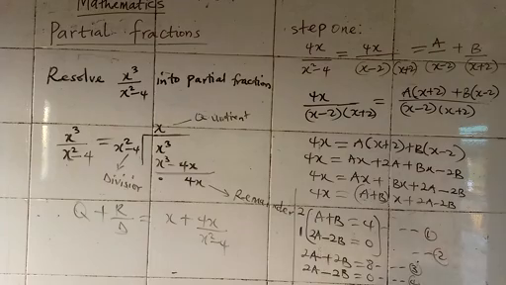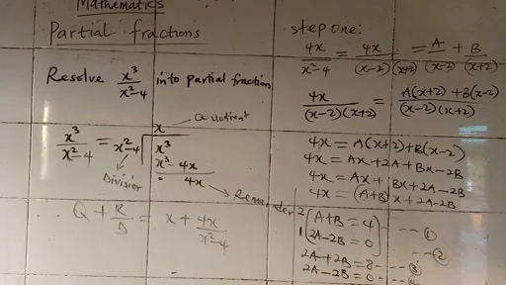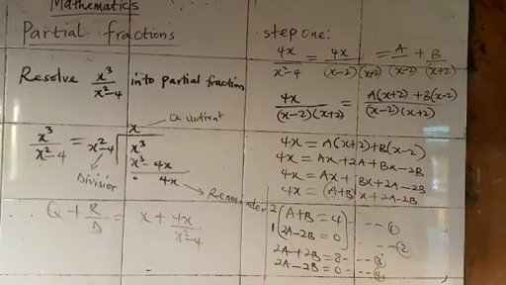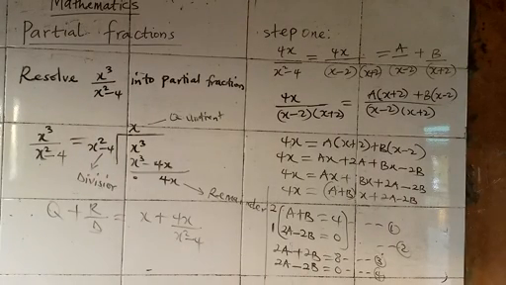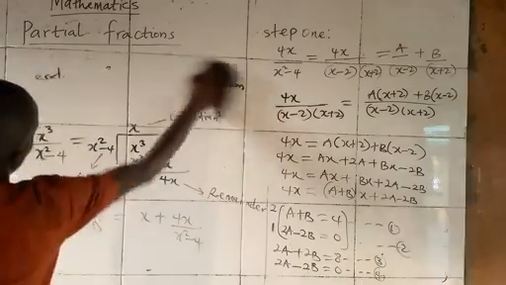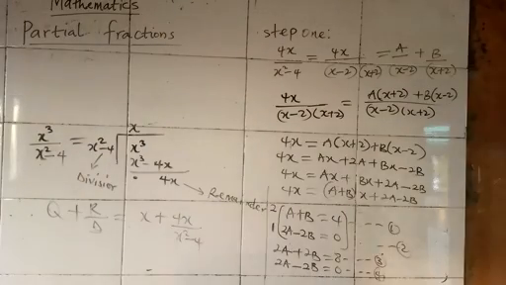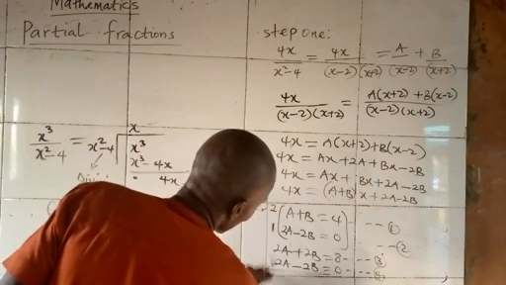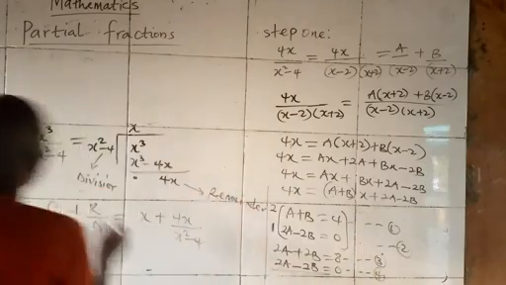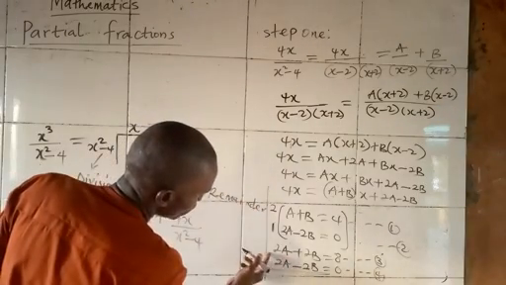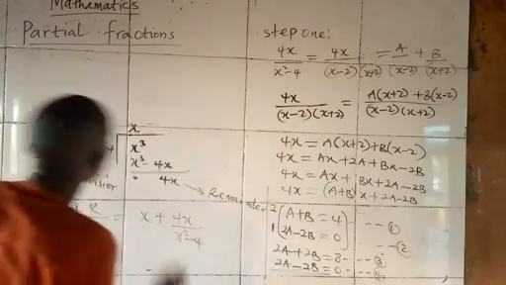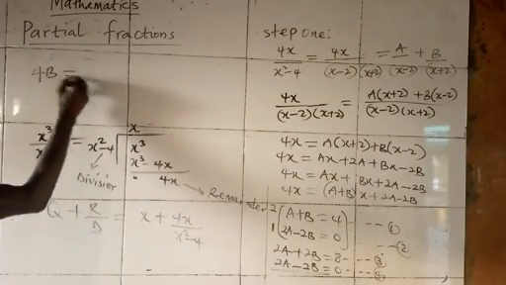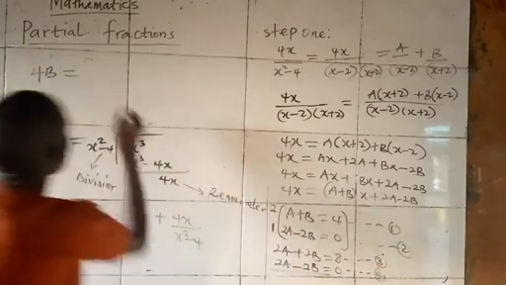Now what can we do? To eliminate means to subtract. Let me clean this part so that I can resolve it. When we subtract here, we are going to have nothing left for A. Then minus 2B minus 2B is plus 2B plus 2B, which becomes 4B, equal to 8.